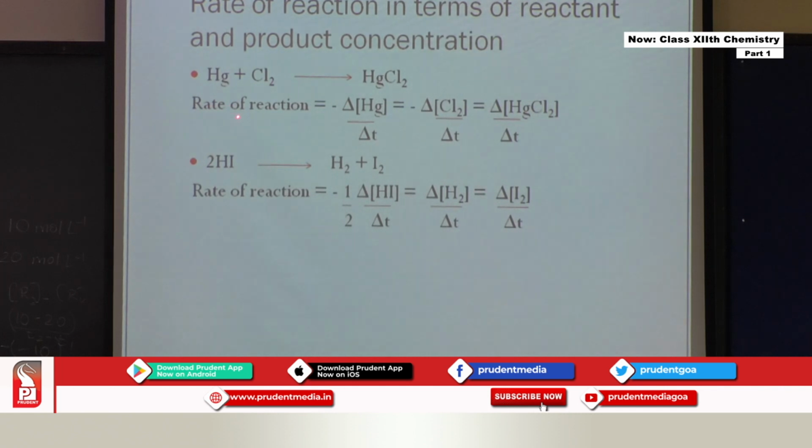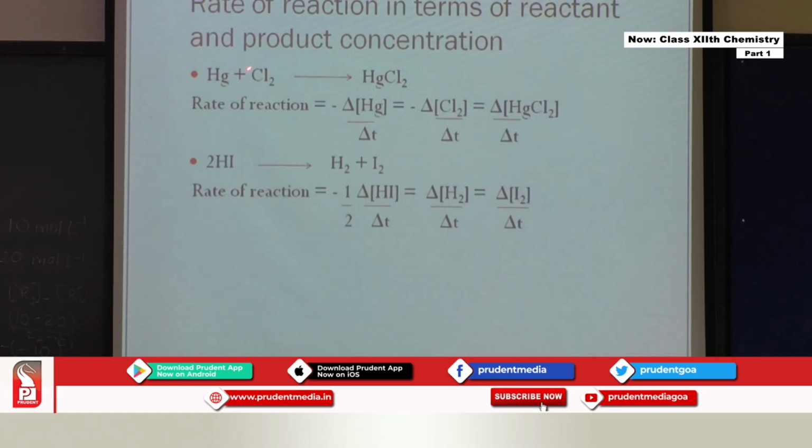Rate of the reaction can also be written in terms of chlorine, and it's given as negative delta [Cl2] by delta t. And in terms of product HgCl2, it's given as delta [HgCl2] by delta t. Here [Hg] in brackets refers to change in concentration of mercury, and [Cl2] in brackets is again the change in concentration of chlorine. That's how we write it. Now pay attention: if you look at the number of moles reacting, 1 mole of mercury reacts with 1 mole of chlorine to give 1 mole of mercury chloride. So whenever you calculate the rate of the reaction, it's not going to be affected because the number of moles is just 1.